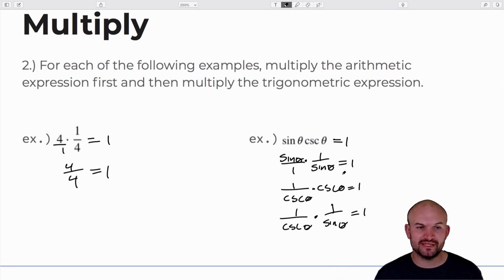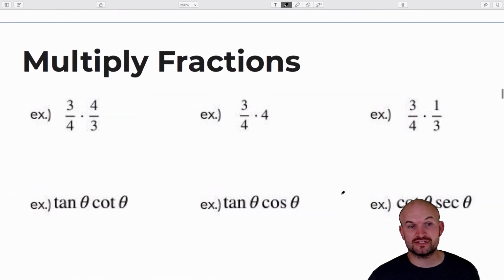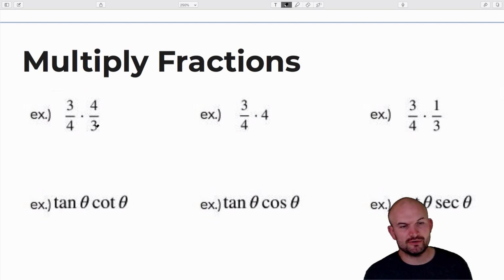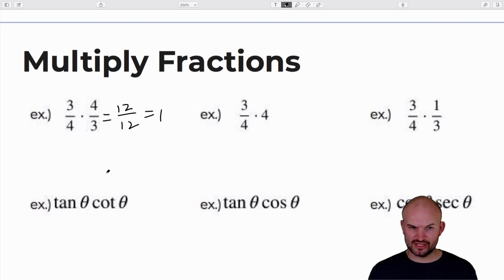In this case, which would be the number 1. All right, so multiplying fractions. Again, when you multiply fractions, you're just going to be multiplying straight across: numerator times numerator and denominator times denominator. So this one's equal to 1.